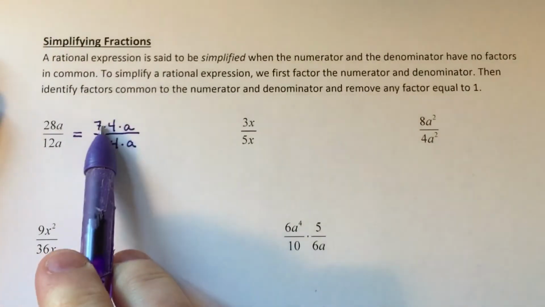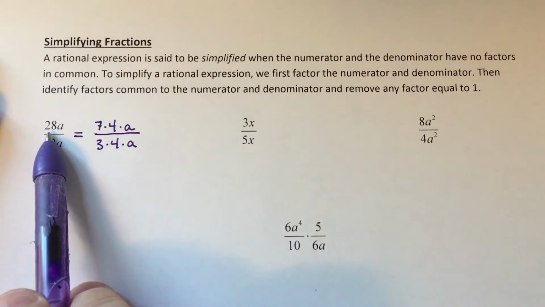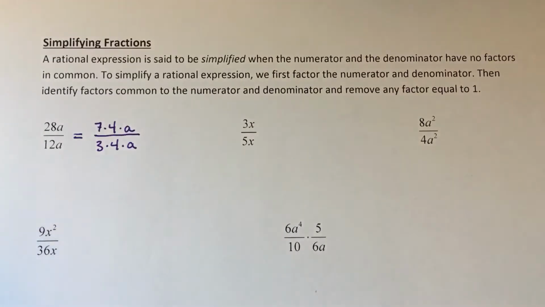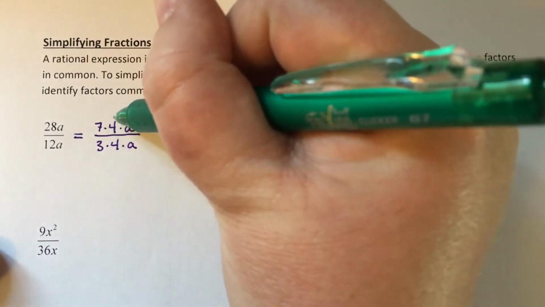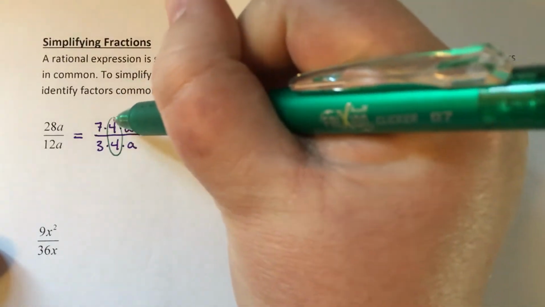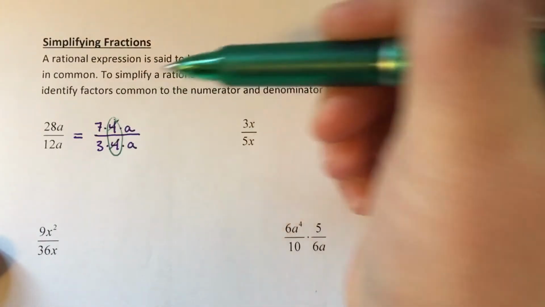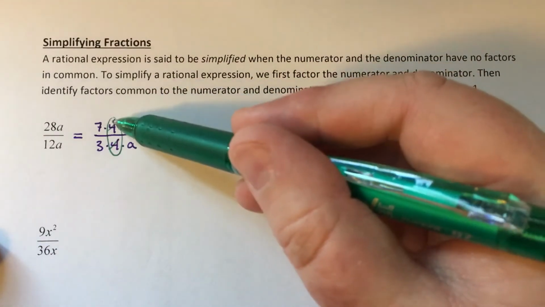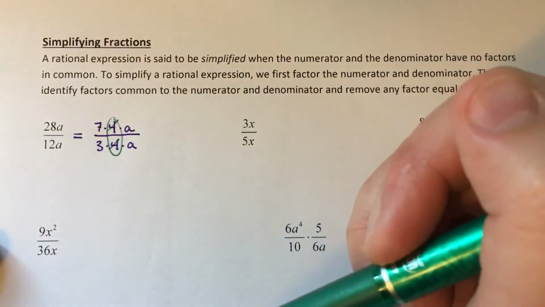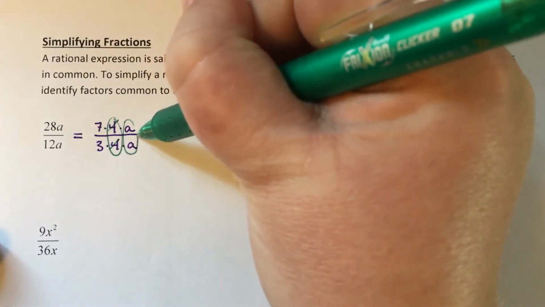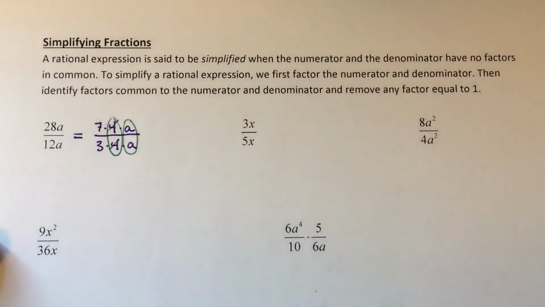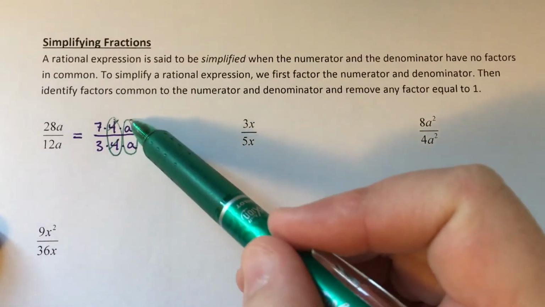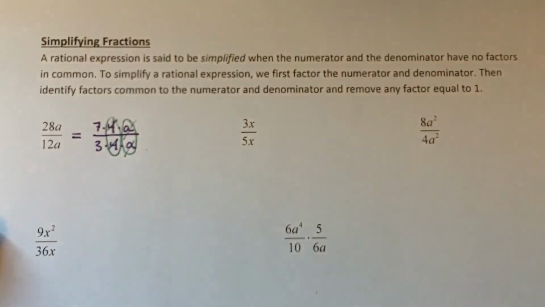So I still have 28a over 12a, but now 28 is 7 times 4 and 12 is 3 times 4. I picked this factorization because I wanted to specifically get these 4's to match, because once they match, they equal 1. 4 divided by 4 is 1, and multiplying by 1 doesn't do anything to this fraction, so it just cancels. Same with a divided by a. I don't know what the value of a is. A could be any number except 0, since it's in the bottom of a fraction. But a number divided by itself is always 1, so these will cancel.